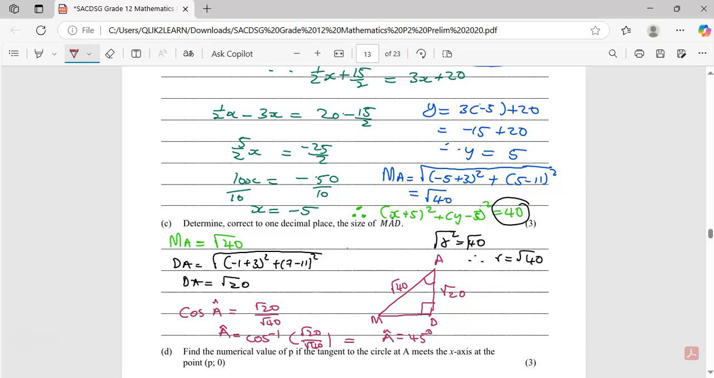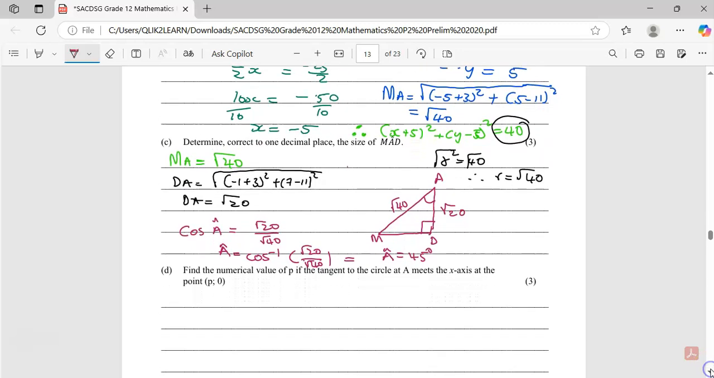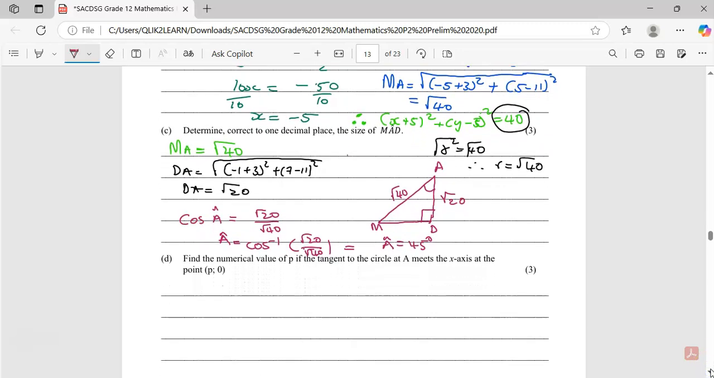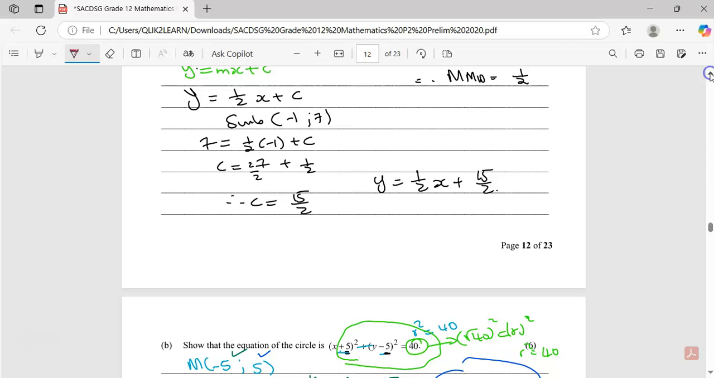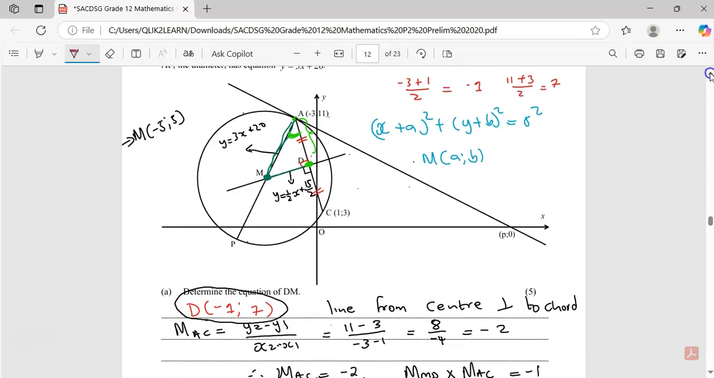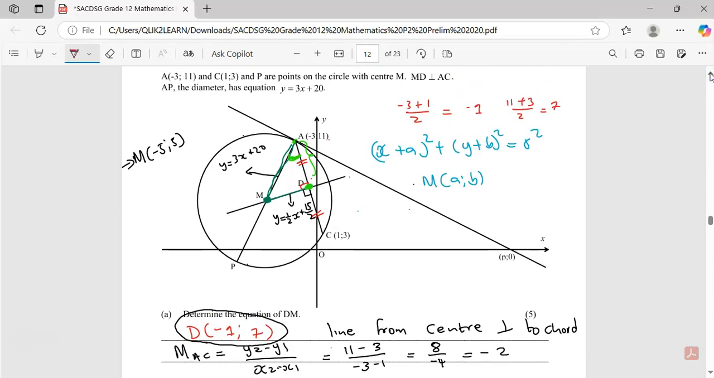So let us do the last question, which is also an interesting question. They say find the numeric value of P if the tangent to a circle at A meets the x-axis at the point P. I'm not going to do this one because this is easy. I'm just going to tell you what you have to do. They want us to find the point P.